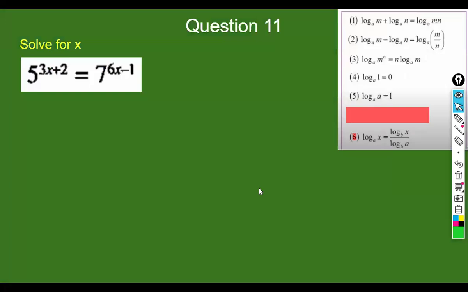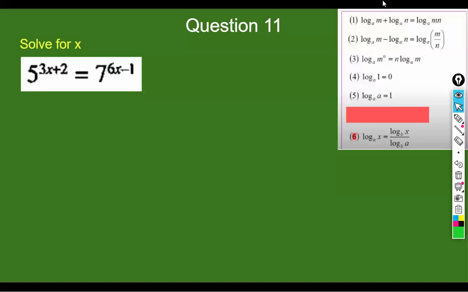Try this one now, right? It's almost the same concept. You need to solve for x. My advice is to log both sides. So I think it's obvious that you're going to have to log both sides. So let's log both sides.